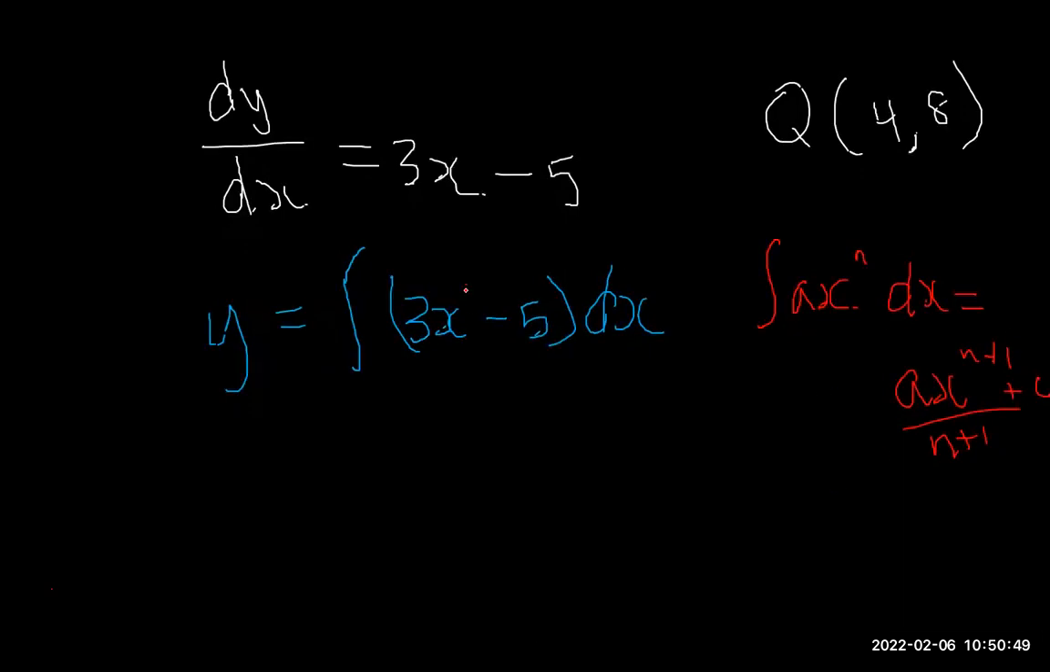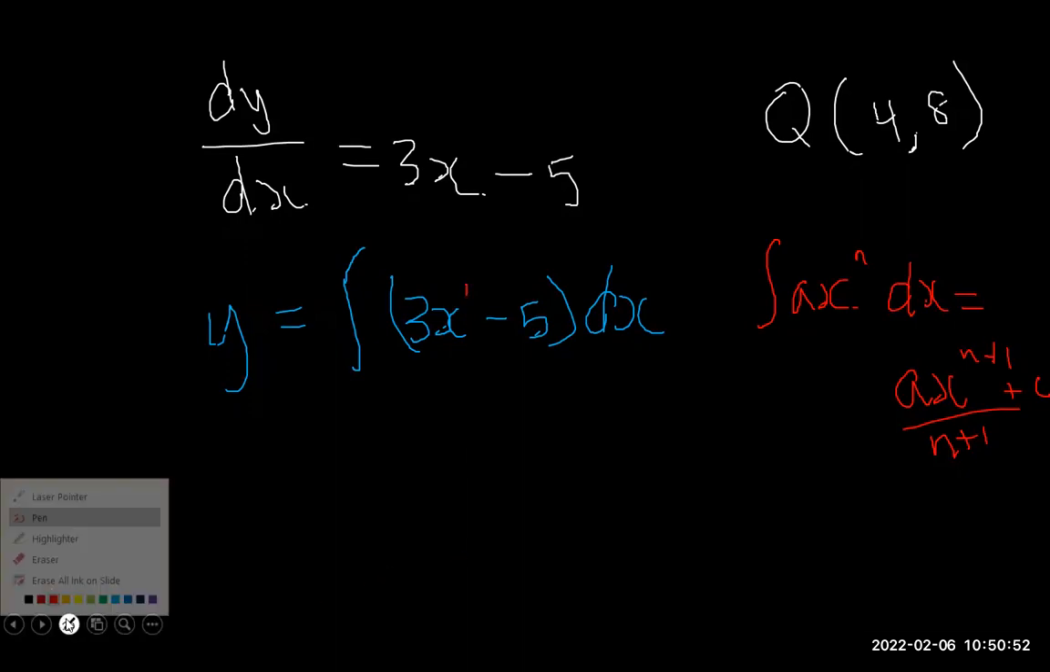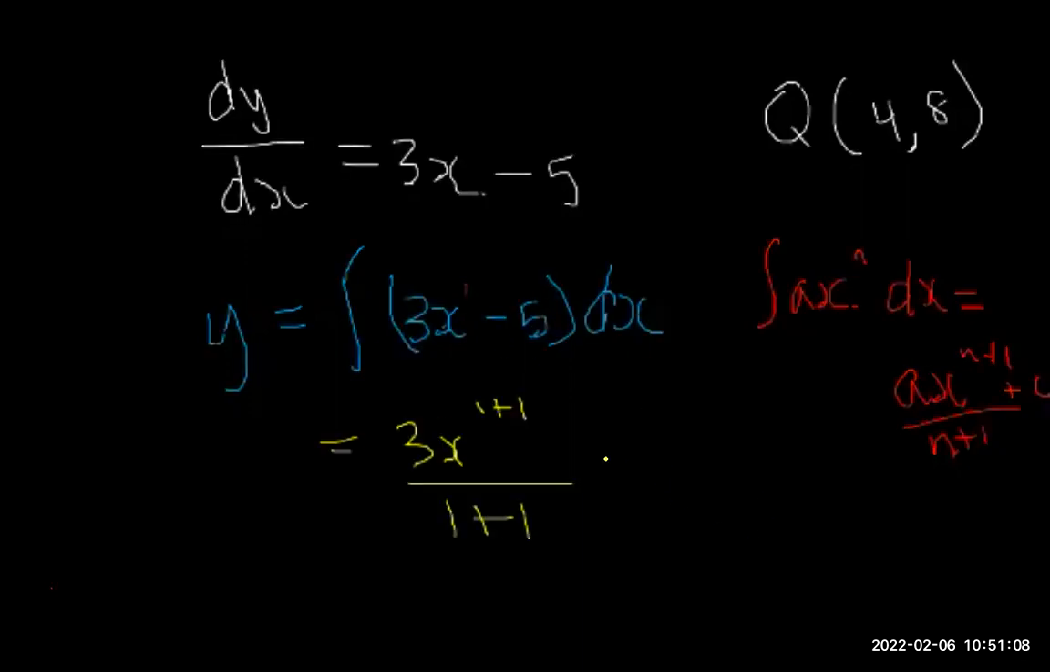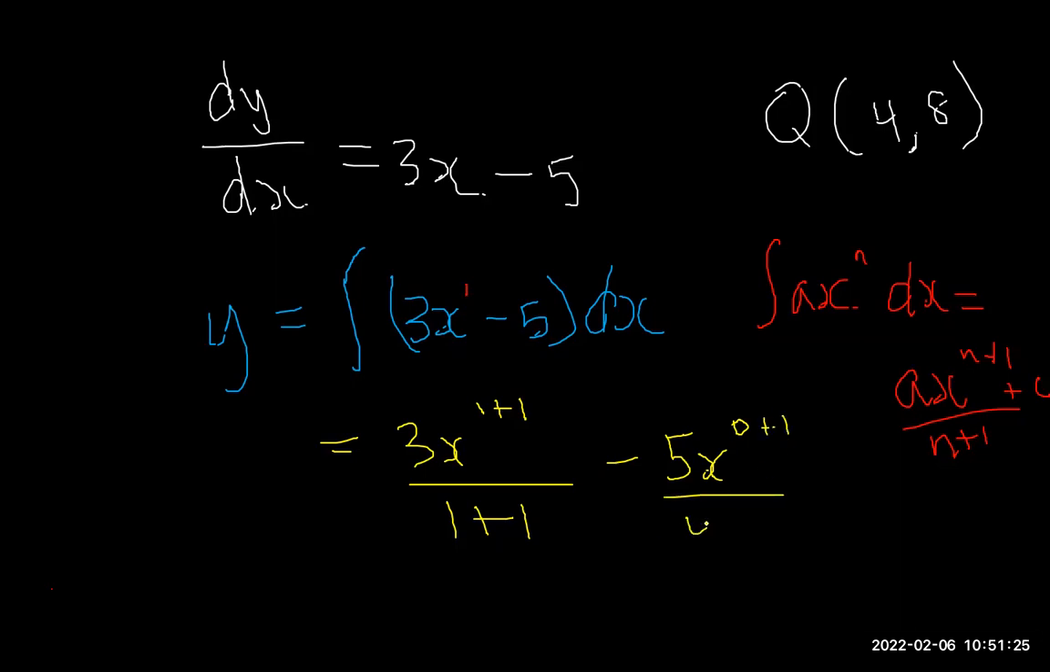So 3x, it's understood that the power here is 1. If I integrate that, according to my rule, 3x to the n plus 1, in this case n is 1, so that's 1 plus 1. Then this is divided by 1 plus 1. Integrating this one now, that's minus 5. If I see a constant, it's understood that it's x to the power 0, right? Since anything to the power 0 is 1. Plus 1, 0 plus 1, plus c.